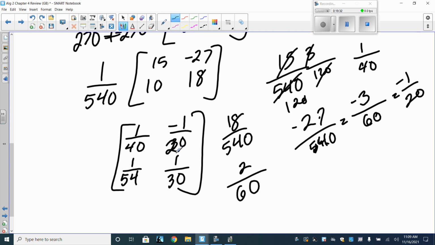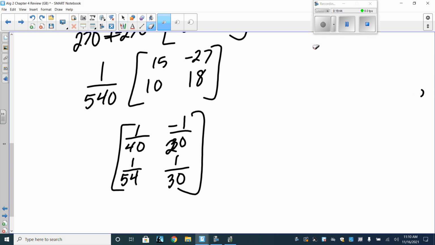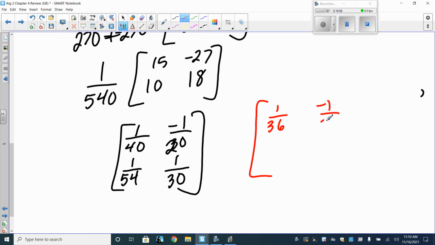Is that the same as what matrix B is? Because I can erase this here and rewrite what matrix B is. Matrix B is 1/36, negative 1/20th, negative 1/54th, and 1/30. Well, those aren't the same thing, are they? No.